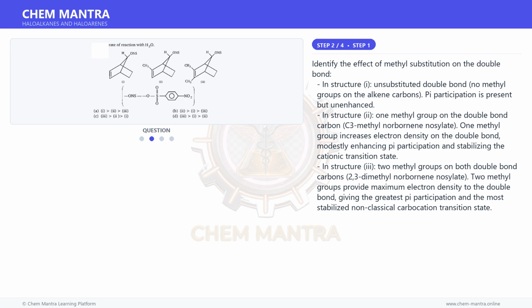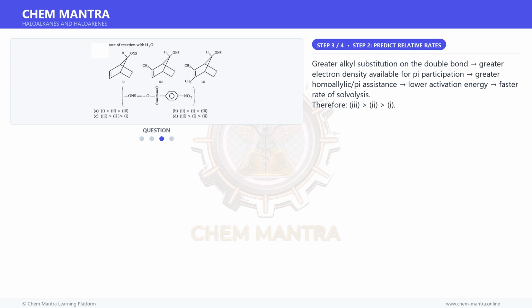In structure 3, methyl groups on both double bond carbons, 2,3-dimethyl norbornene nosylate. Two methyl groups provide maximum electron density to the double bond, giving the greatest pi participation and the most stabilized non-classical carbocation transition state. Moving on to the next step. Greater alkyl substitution on the double bond, greater electron density available for pi participation, greater homoallyl pi assistance, lower activation energy, faster rate of solvolysis.